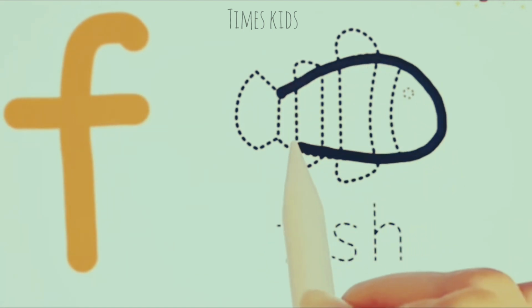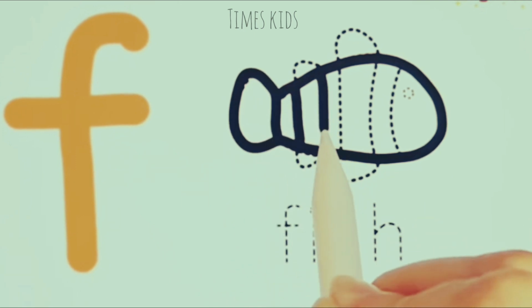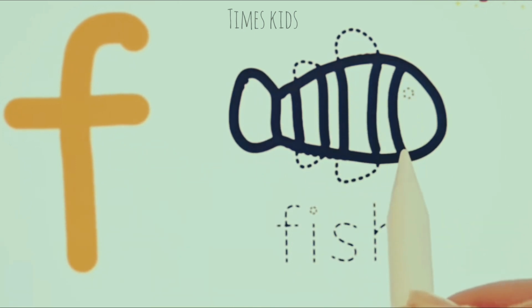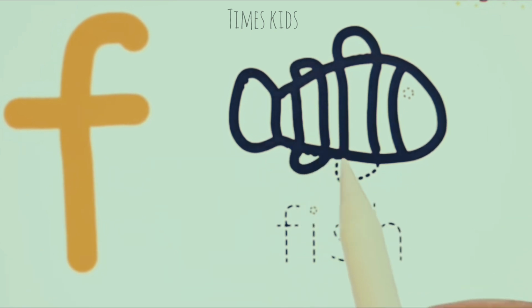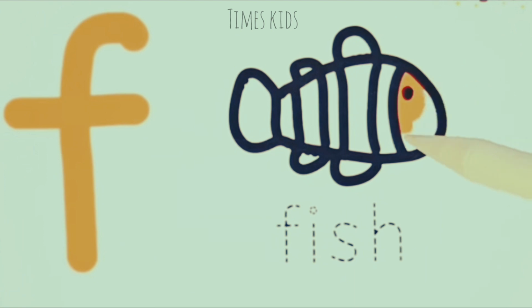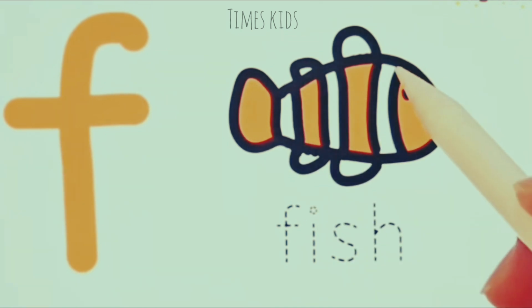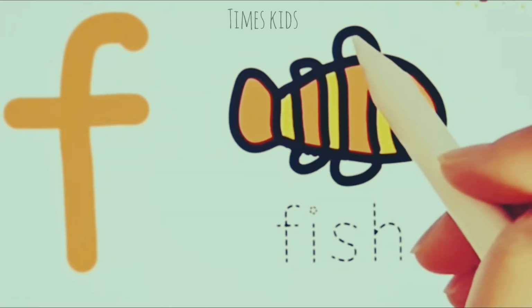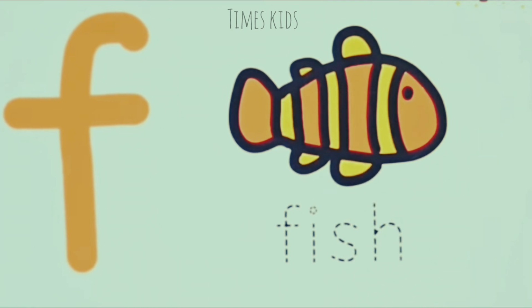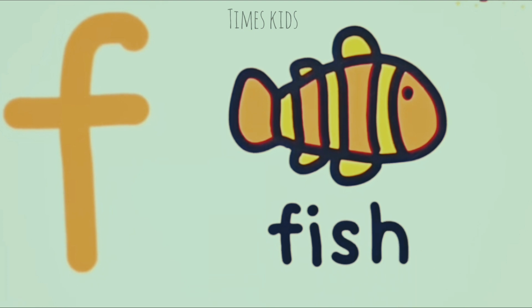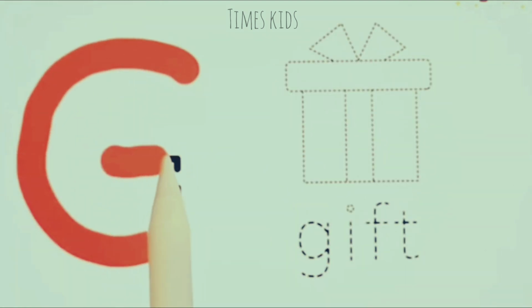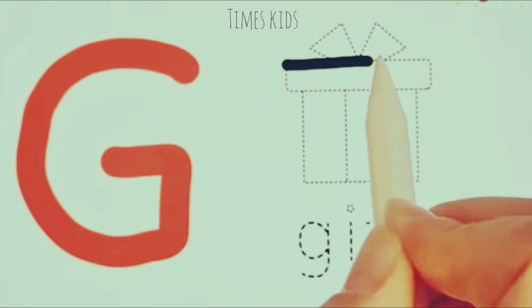F for fish. F color is yellow, dark yellow color. We draw fish and fish color yellow color and light yellow color. Fish spelling: F-I-S-H, fish.